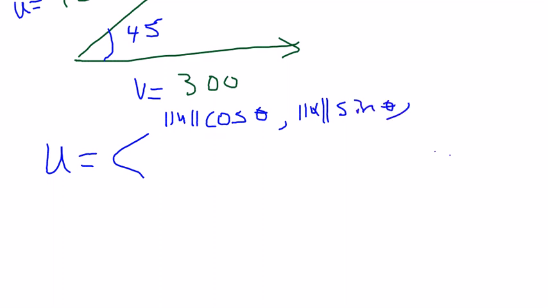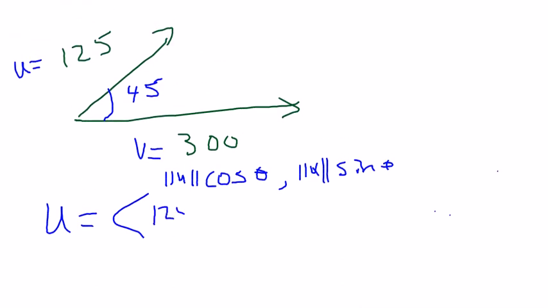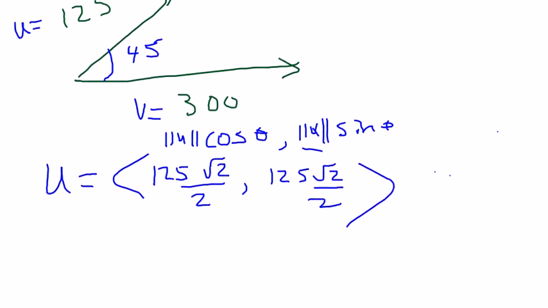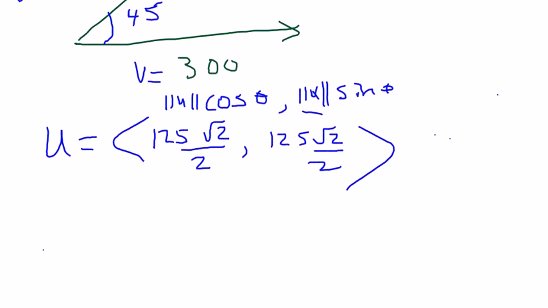Alright, so what is the magnitude of u? Well, the magnitude of u is 125. What's the cosine of the angle? Cosine of 45 degrees would be the square root of 2 over 2. Comma. This magnitude here is still 125. What's the sine of 45 degrees again? Square root of 2 over 2. Okay, so that's u.